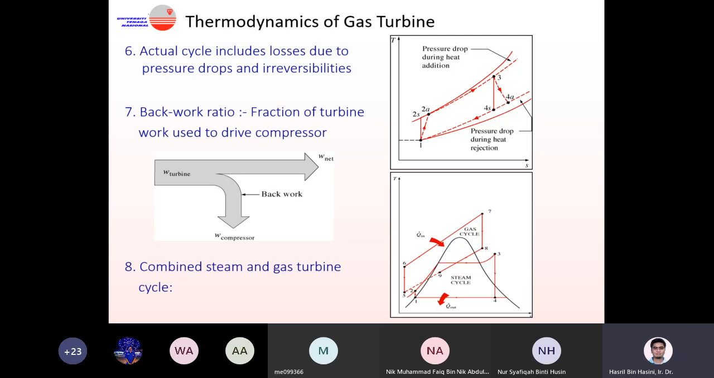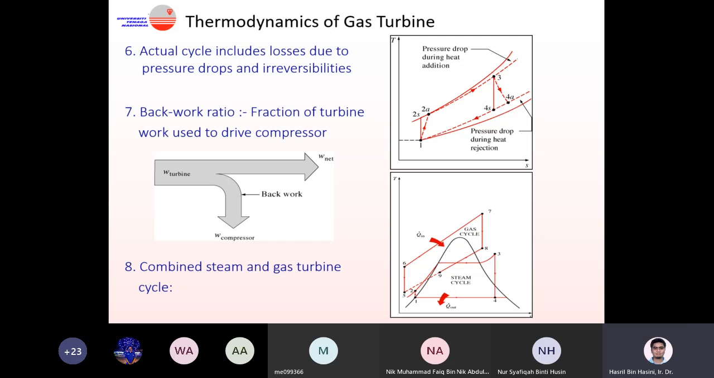So let's say you're talking about turbine work here. Some of the turbine work is actually used to drive the compressor. Then the remaining is the one that is useful, or that is converted into electricity. So we call that the back work ratio. Back work ratio is the fraction of turbine work which is used to drive the compressor. So this is how it works.